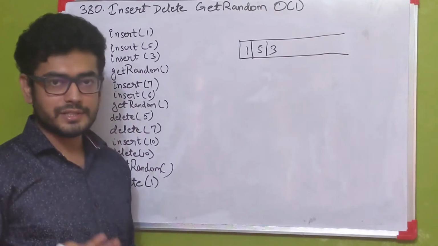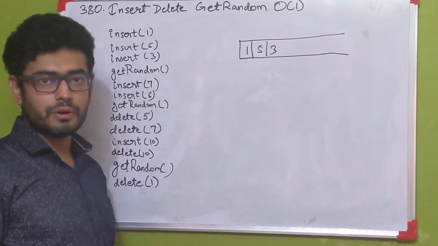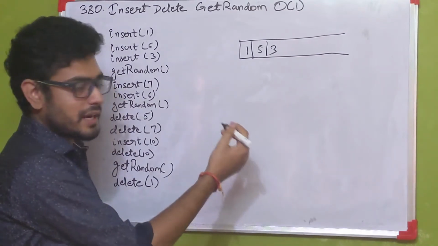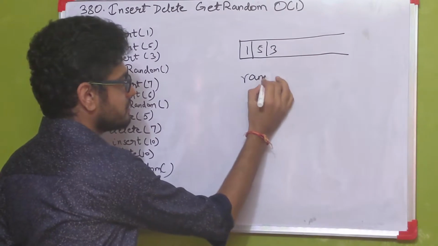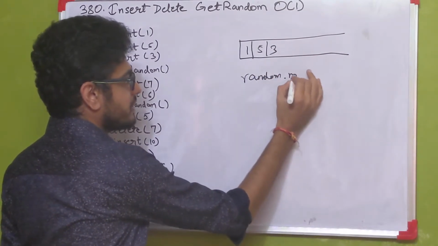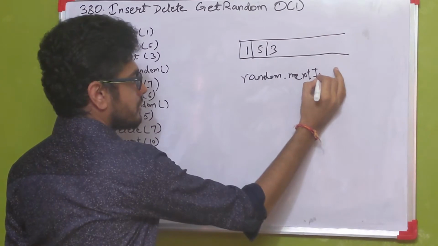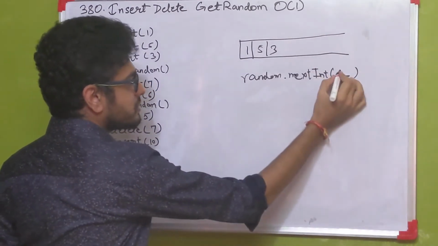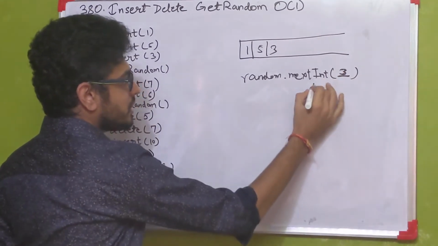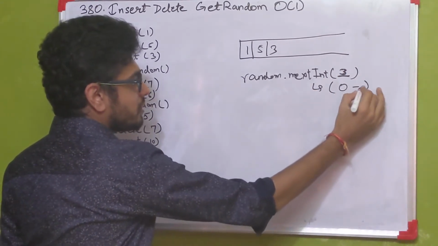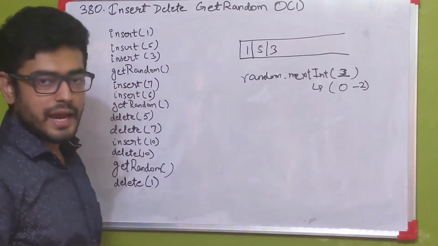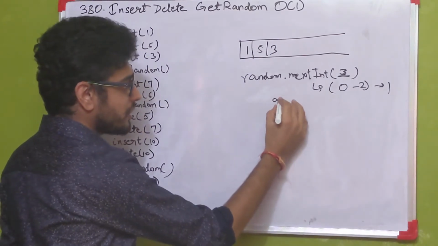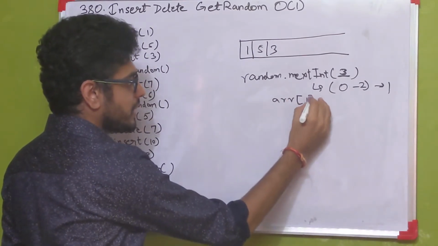Now all the languages support some way or the other to generate a random number. Like in Java we have a Random class and you can do something like random.nextInt and then provide the range. Let's say currently we have 3 numbers, so we are going to provide 3 over here. So this is going to generate a random number between 0 and 2 with an equitable probability, and then let's say it generated a number 1. So what we are going to do is access the element array[1] and return it.